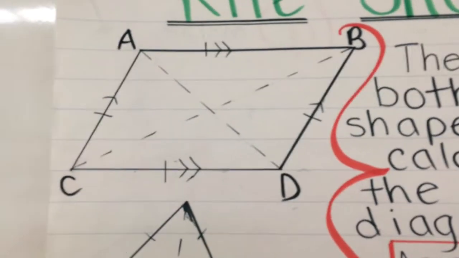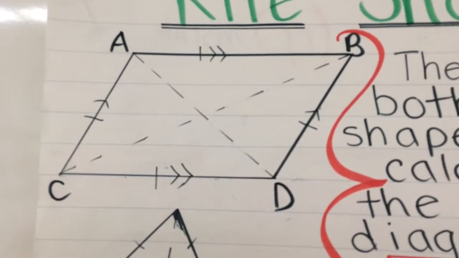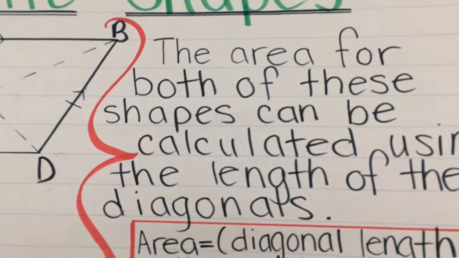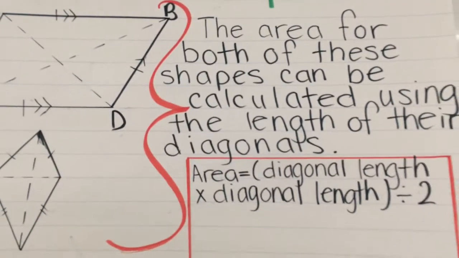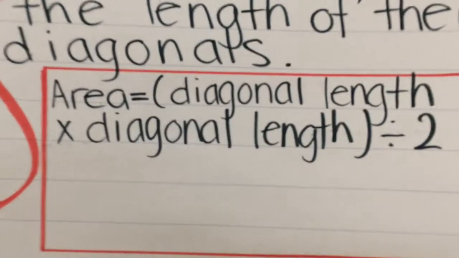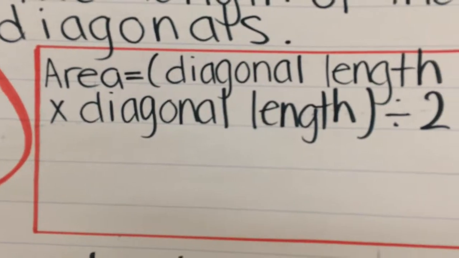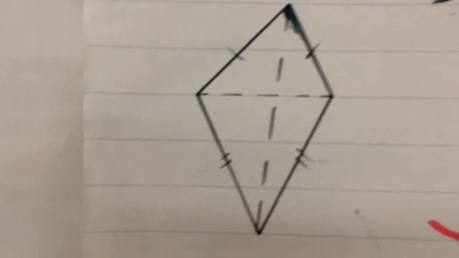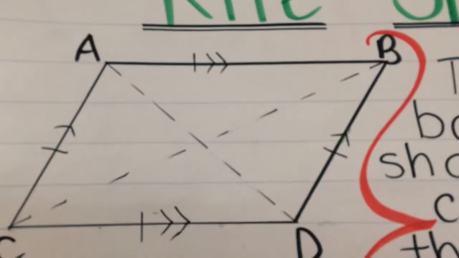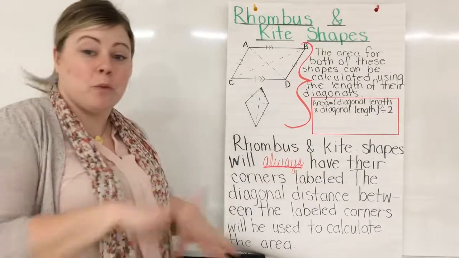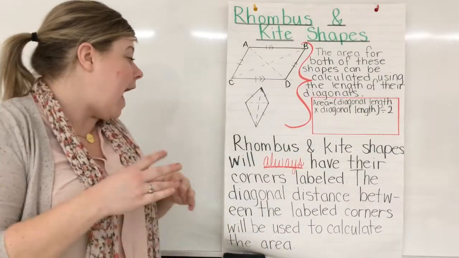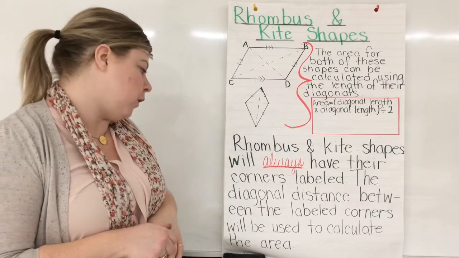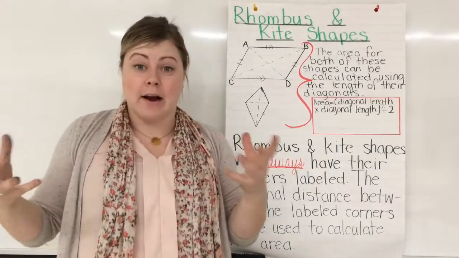Now the difference in calculating the area of these shapes is that there's going to be a little message given to you at the top of the sheet, and we're going to get to that in a little bit. Once you have the two diagonal lengths and you multiply them by each other, you divide it by 2. That is the same for kite shapes and rhombus shapes. Rhombus and kite shapes will always, no matter what, have their corners labeled. The diagonal distance between the labeled corners will be used to calculate the area of your shape.